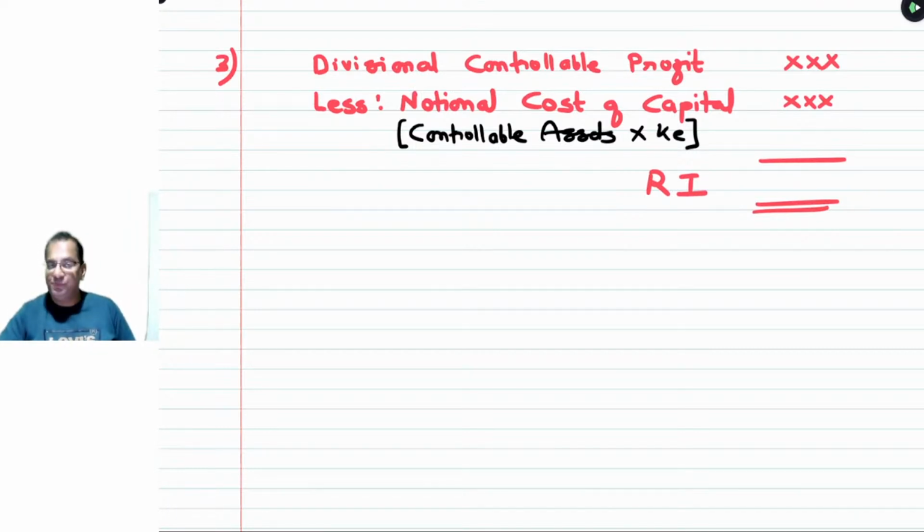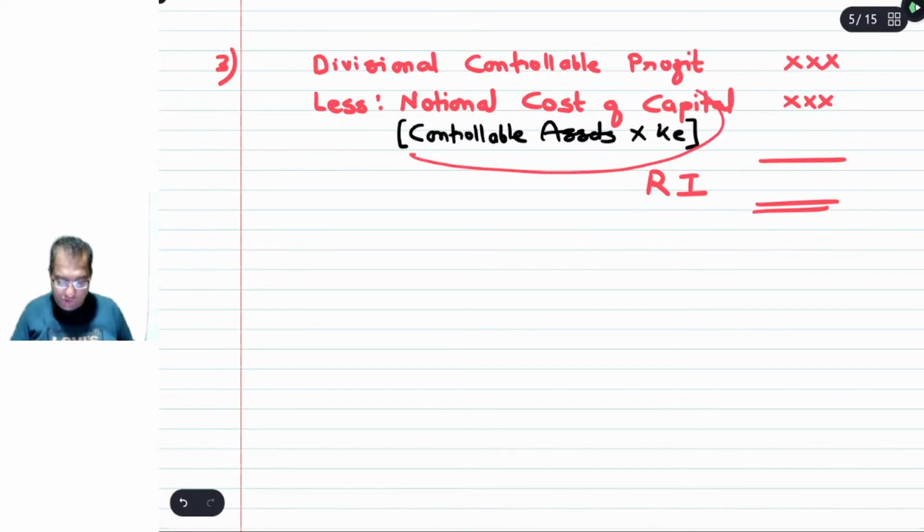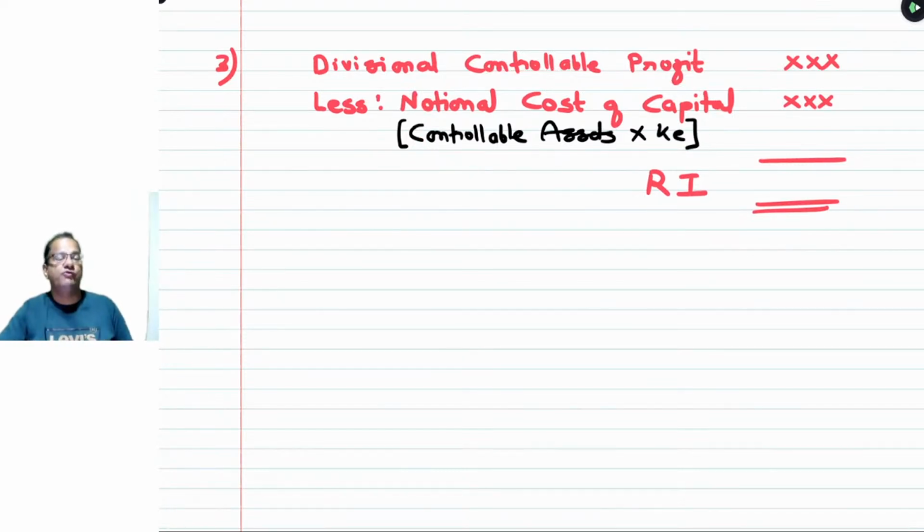If RI is positive, then definitely it will encourage the department to invest in that new project, because based on residual income, departmental performance will be evaluated. If the residual income is positive, the department is ready to make new investment, and the company is also happy because the company has already recovered its cost of capital. After that, still there is a positive RI, which means that not only will the company recover the cost of capital, but the company will earn more over and above the cost of capital.